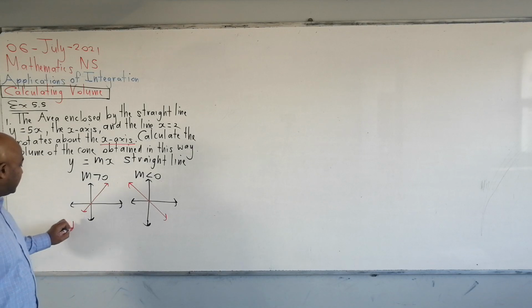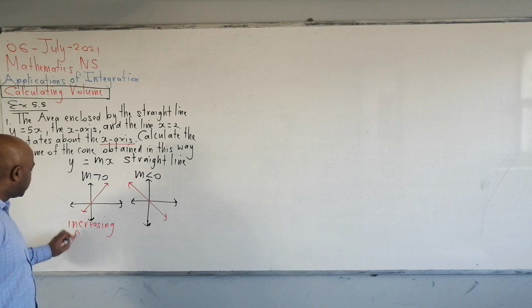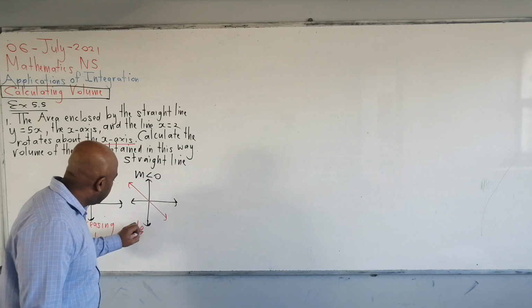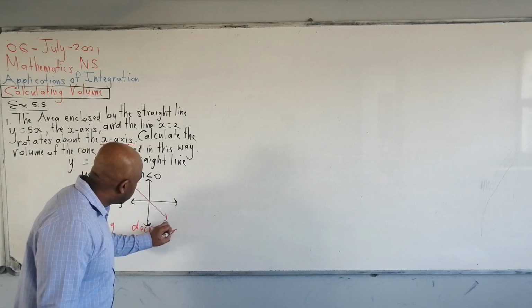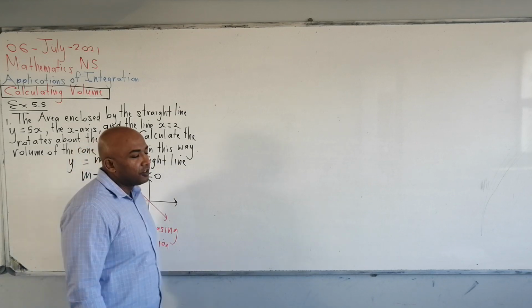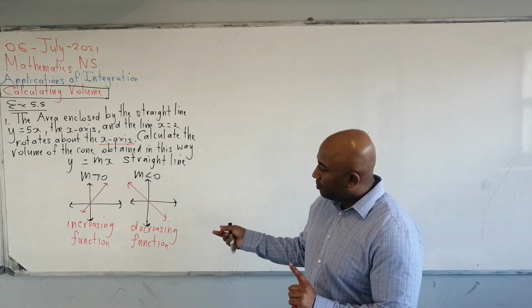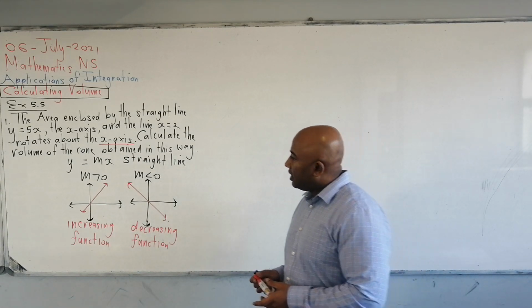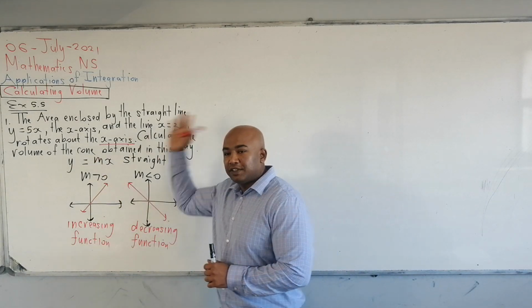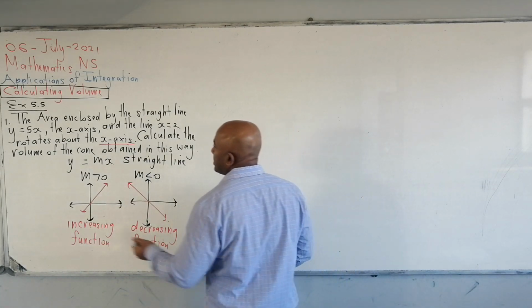So basically this is an increasing function, and this is a decreasing function, because it satisfies the vertical line test. For one input, there's one output. Right, so what you need to remember is basically if the gradient is positive, it's increasing, gradient is negative, decreasing. You can use a table if you want to, it's your choice.